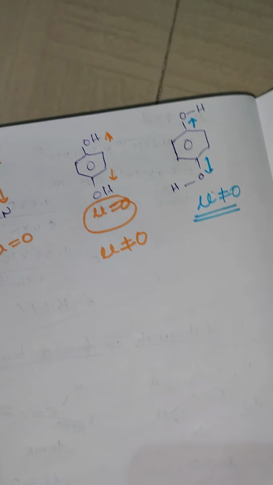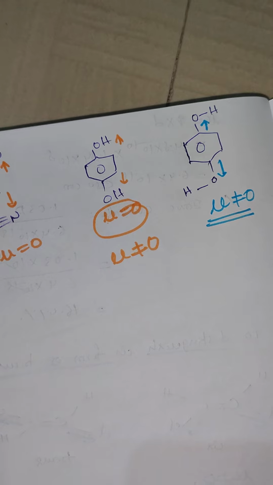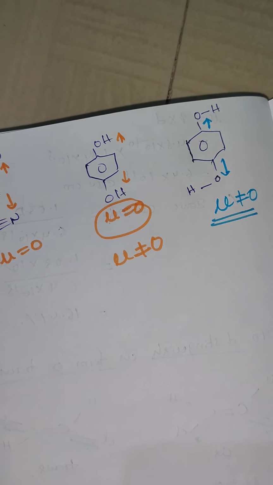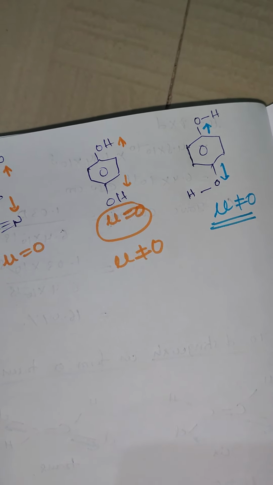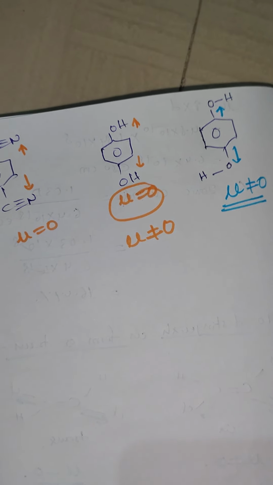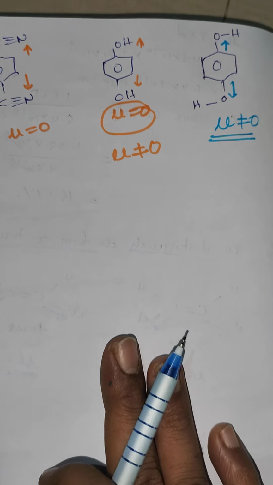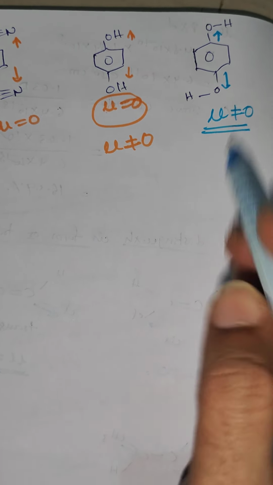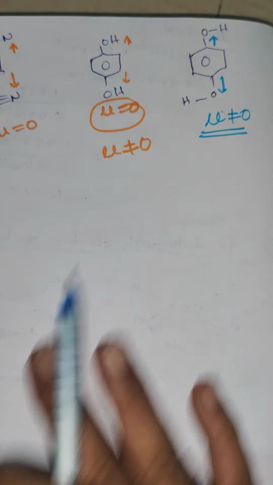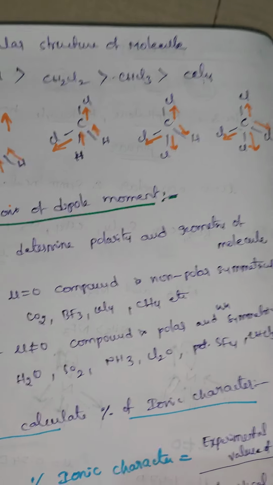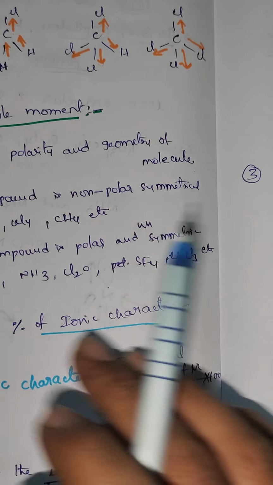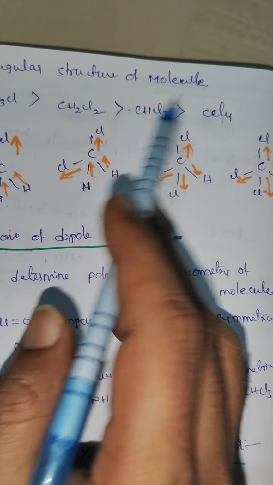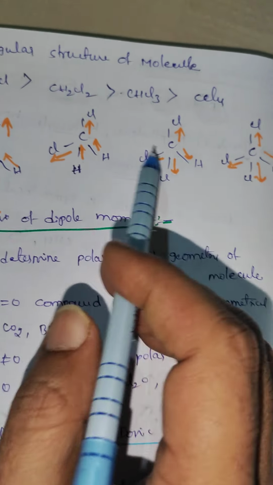Mainly you have to remember in dipole moment, mu is equal to q into d. A planar structure, symmetrical and non-polar compound has dipole moment 0. Polar compounds and unsymmetrical ones have mu not equal to 0. If not in plane, they have mu not equal to 0. Next, similarly, angular structures of molecules have the highest dipole moment.